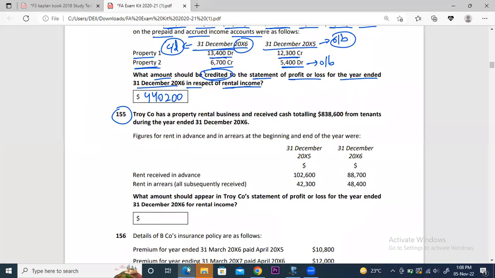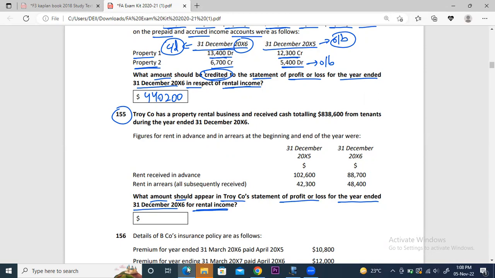So in this question, first of all, read the requirement, and then we have to identify: is this an income question or is this an expense question? What amount should appear in Troy Company's statement of profit or loss for the year ended 31st December 2016 for rental income? Again, same question as above, right? But over here, we still have to deal with the T account because more balances are given. In a question in which we have opening, closing, a lot of balances, we normally make the T account.